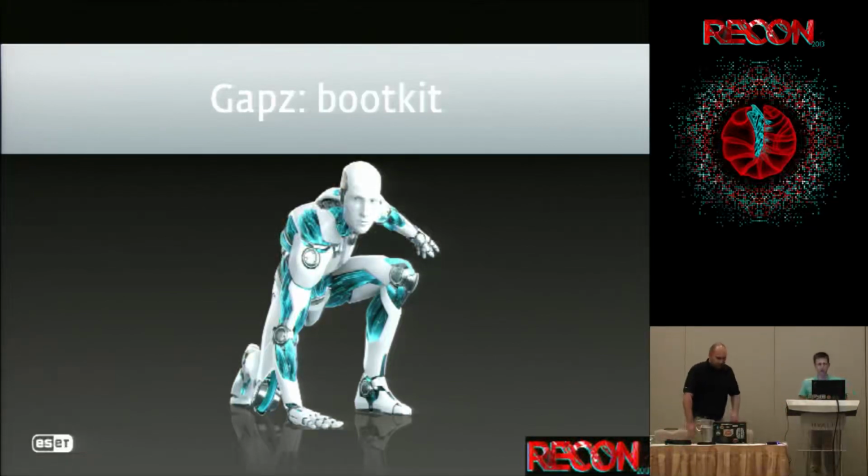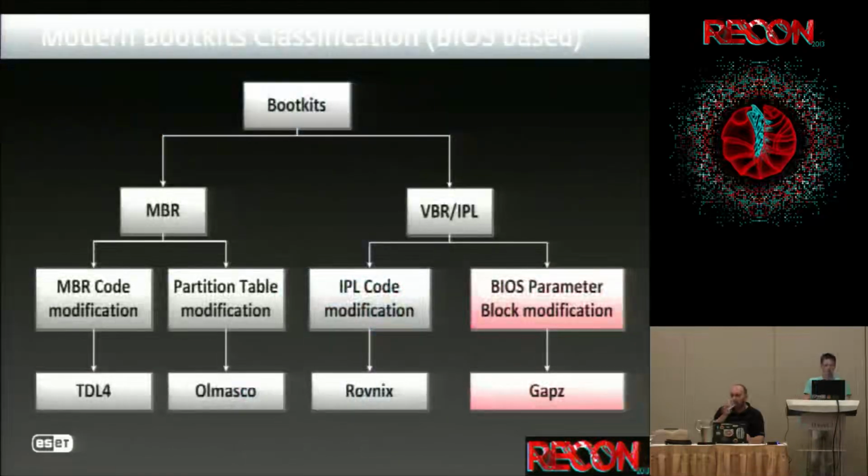So in the next slides, we will consider the bootkit implementation and the rootkit functionality of Gapz. Before we go any further, consider our classification of modern bootkits, which are based on BIOS. We're not speaking here about Unified Extensible Firmware Interface bootkits because they have a different approach. All the bootkits seen in the wild so far may be split into two broad categories. The first targets the MBR, master boot record. The other infects the VBR.